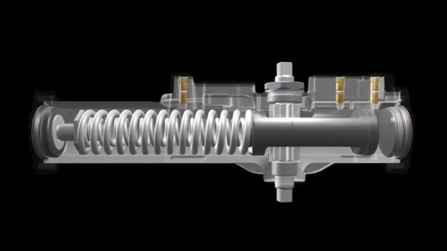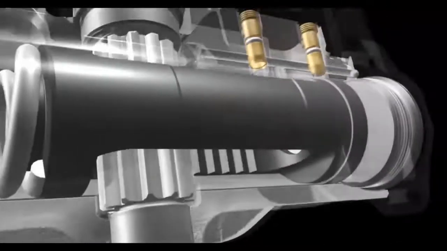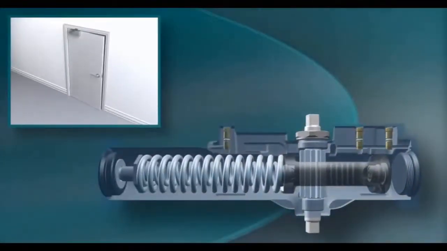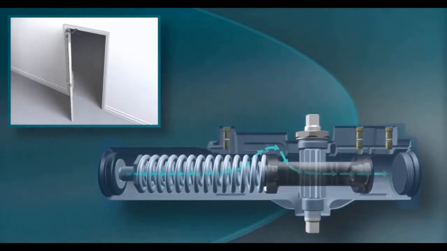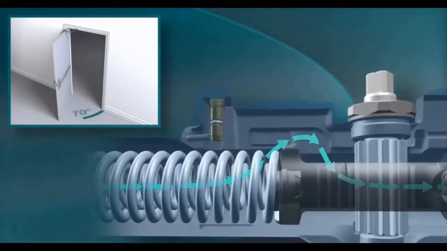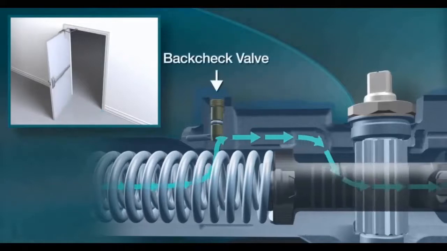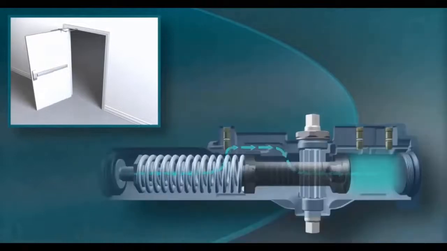Here's the basics. Each time the door is opened, the closer arm turns a pinion, which moves a piston inside the fluid-filled chamber. The speed of the piston is controlled by fluid passing from one side of the closer to the other. The valve controls the speed. When the door reaches about 70 degrees open, oil begins flowing through the backcheck valve, gradually increasing the amount of pressure required to open the door farther. This cushioning effect is called the backcheck function.